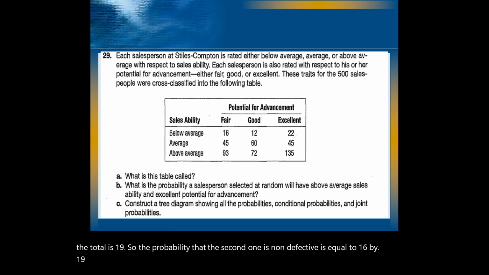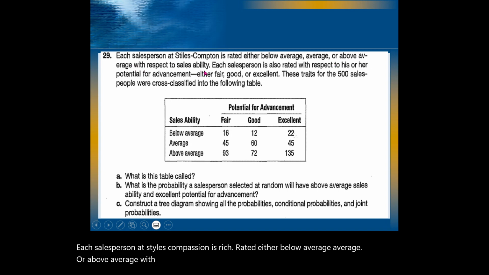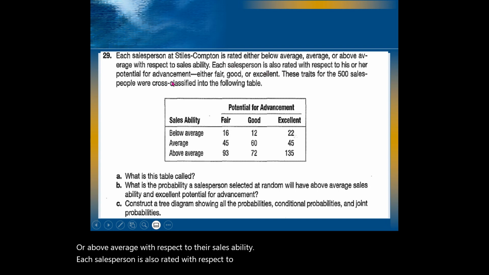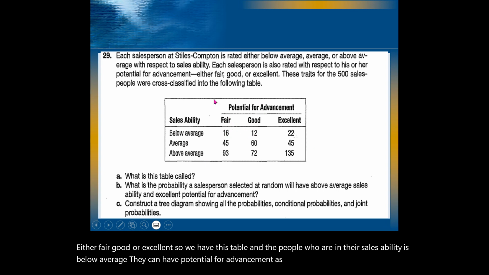Okay, another example. Each salesperson in a sales competition is rated either below average, average, or above average with respect to their sales ability. Each salesperson is also rated with respect to his or her potential for advancement, either fair, good, or excellent. So we have this table, and for people whose sales ability is below average, they can have potential for advancement as fair, good, or excellent. So we have different possibilities listed in this table.